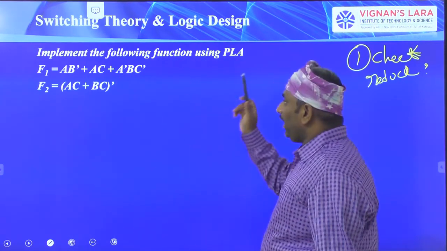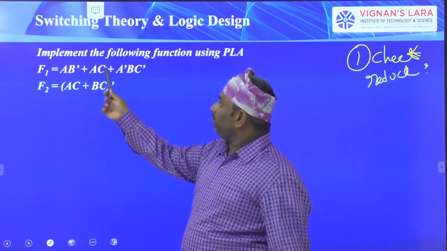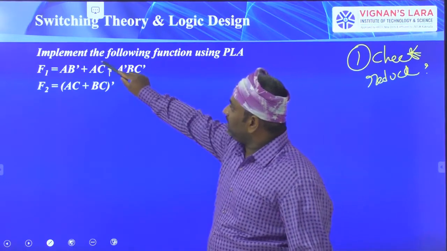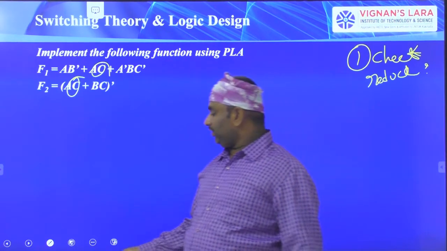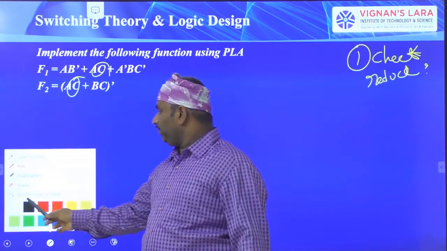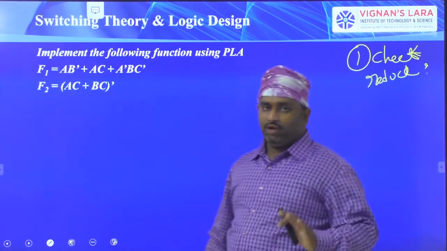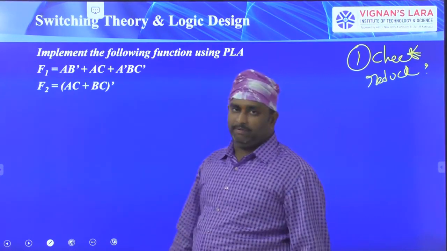Okay. Now identify how many AND gates you require. Here 1, 2, 3, 4, 5. Totally 5 AND gates are required. Here AC is repeated. For that reason, in total you require only 4 AND gates. So with the 4 AND gates, you can implement these functions.